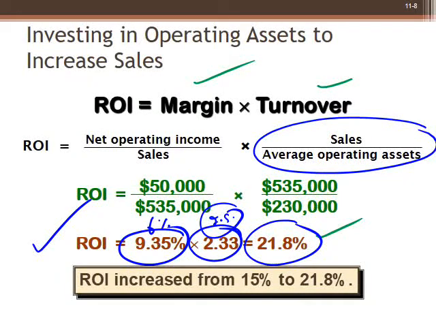So what if the manager is evaluated on the basis of turnover? Then we can say that this investment in new operating assets should not be done, as it decreases the asset efficiency. But if you base your decision on ROI, then you can say that generating extra sales of 35,000, the profit margin increased from 6 to 9.35%. And to generate this 535,000 sales, we are using our assets, which is now decreased to 2.33 from 2.5. Overall ROI has increased.